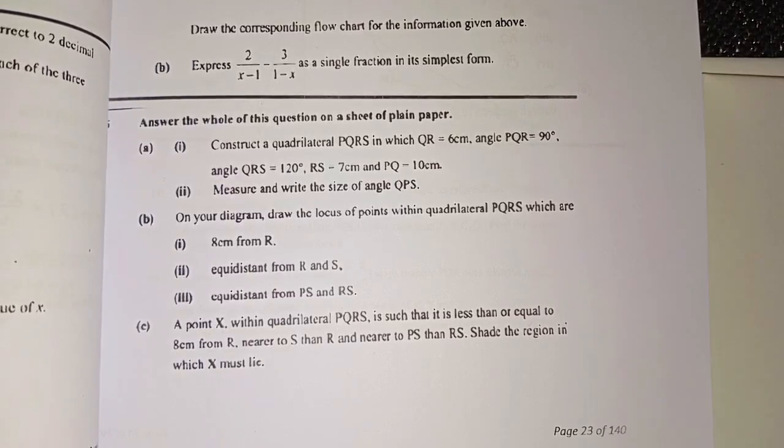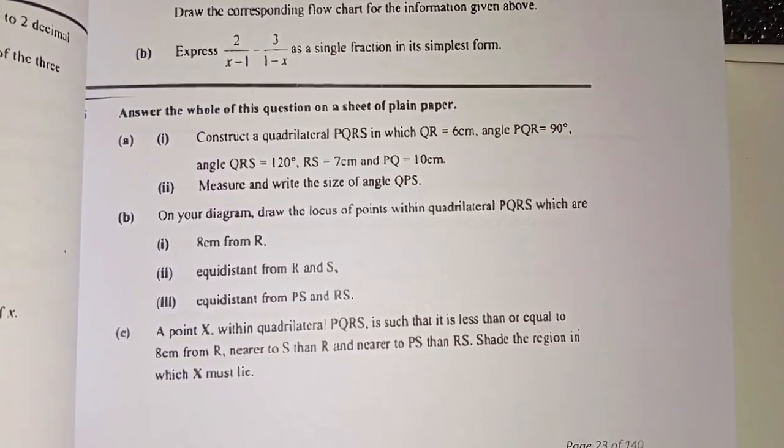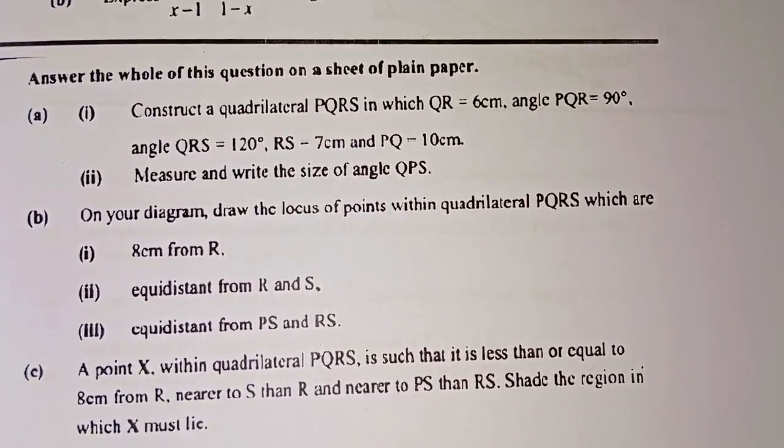All right, so let's go through the question together. Let me zoom in a bit. The question says: construct quadrilateral PQRS in which QR is 6 centimeters, angle PQR is 90 degrees, and angle QRS is 120 degrees. RS is 7 centimeters and PQ is 10 centimeters.